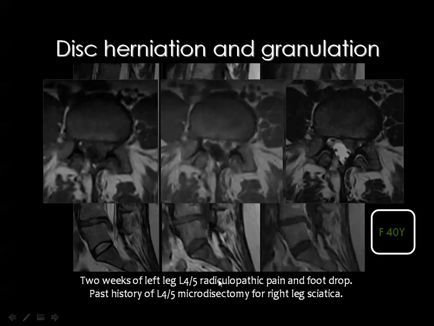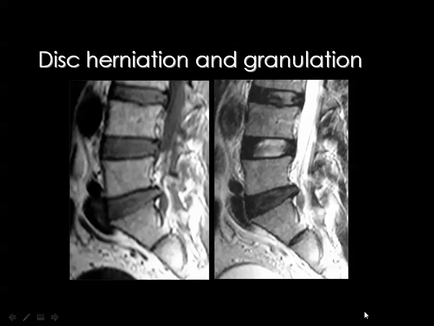And in the axial image, this is T1 before contrast, T1 after contrast, and T2. In the T1 post contrast, you can see enhancement representing the granulation tissue and the disc substance inside this granulation tissue. And also here it is easy in the T2 weighted image to separate between the herniating disc and the associated granulation tissue.